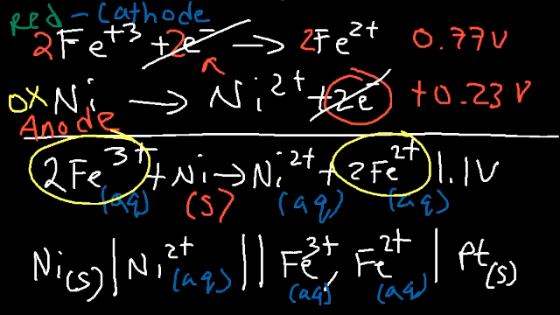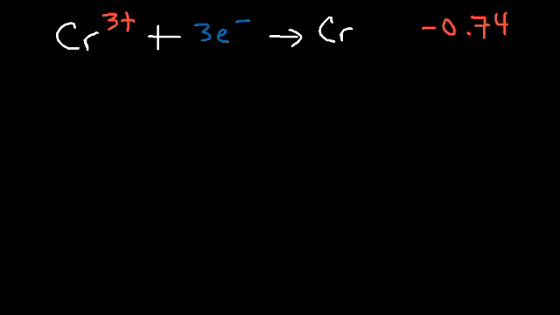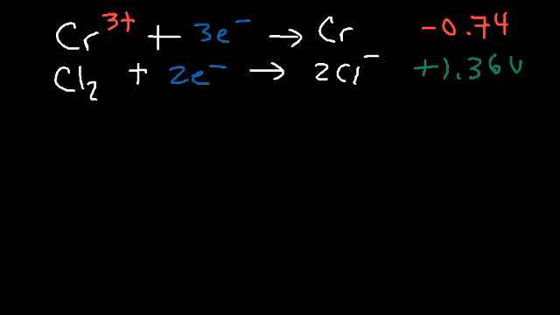But let's try another example. Consider these two standard reduction potentials. So chromium 3 plus plus 3 electrons, and that's going to turn into chromium metal, and the cell potential for that is negative 0.74. And we're going to have chlorine gas plus 2 electrons, and that's going to turn into 2 chloride ions. And the cell potential for that is going to be positive 1.36 volts. So this is a gas, and this is a solid. And whenever you have an ion, it's going to be dissolved in a solution.